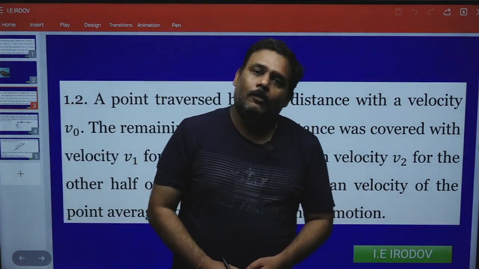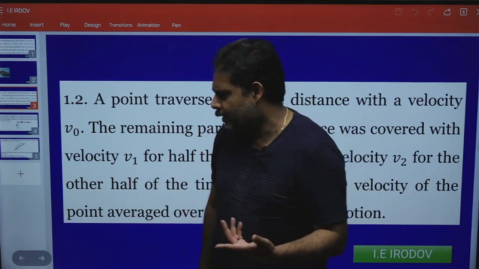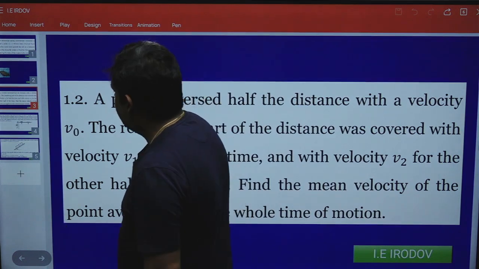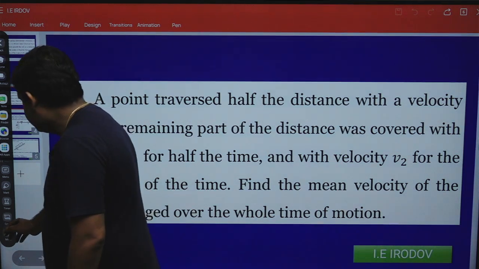So what do you have to do? You have to calculate the mean velocity or average velocity. So let us try to solve this particular problem. This is a very interesting one.